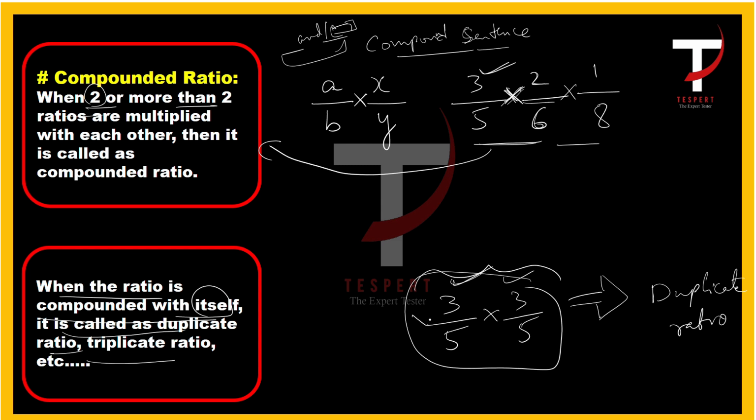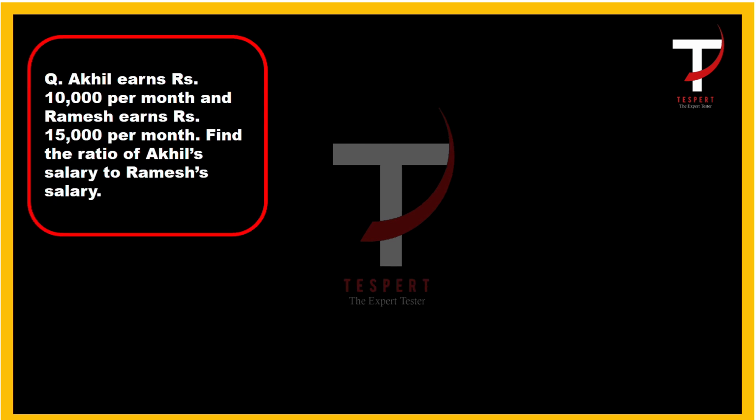What is meant by triplicate ratio? Well, if you multiply with one more 3 by 5, then this is known as a triplicate ratio. So if we are multiplying different ratios, then that's a compounded ratio. Any ratio multiplied with itself 2 times is a duplicate ratio. For 3 times, it's a triplicate ratio.